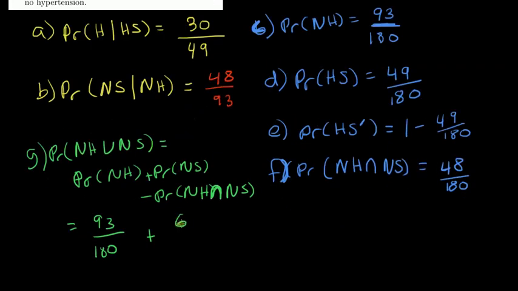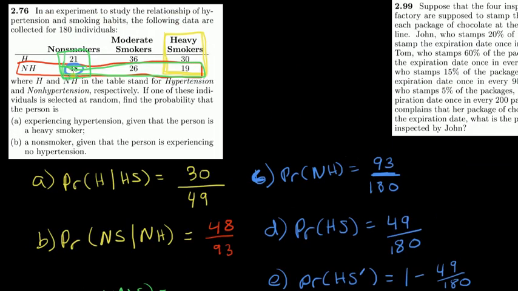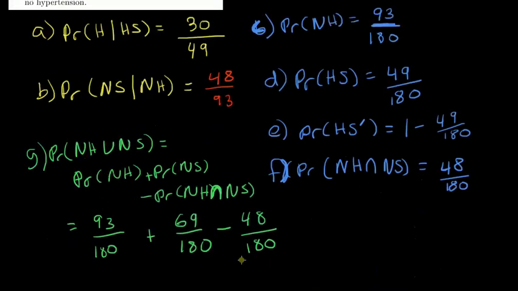So we have 69 of those guys, and then subtract off 48 over 180. What's going on here with this subtraction? Notice that this right here is 93 in this direction. This is 69 in this direction. So that 48 got added in twice. I added this way and I added this way. So that 48 got added in twice, which is why we subtracted off once. So that's why this addition rule works.